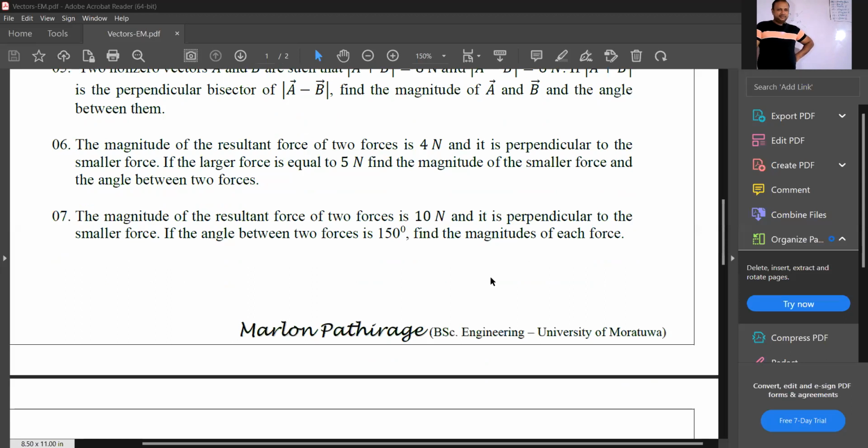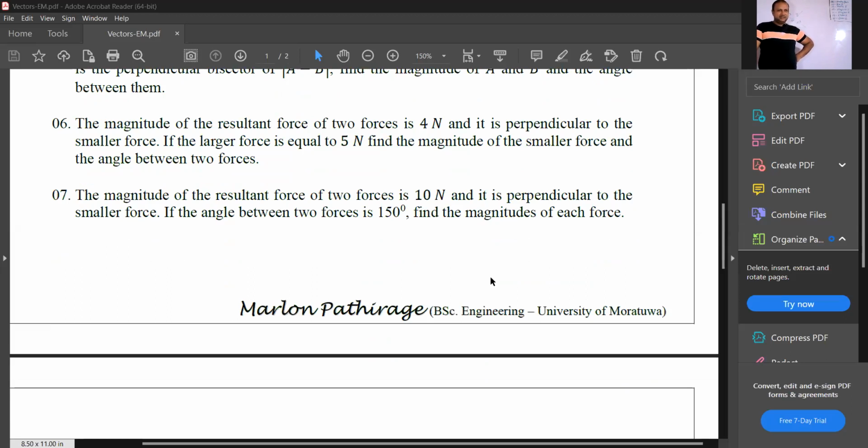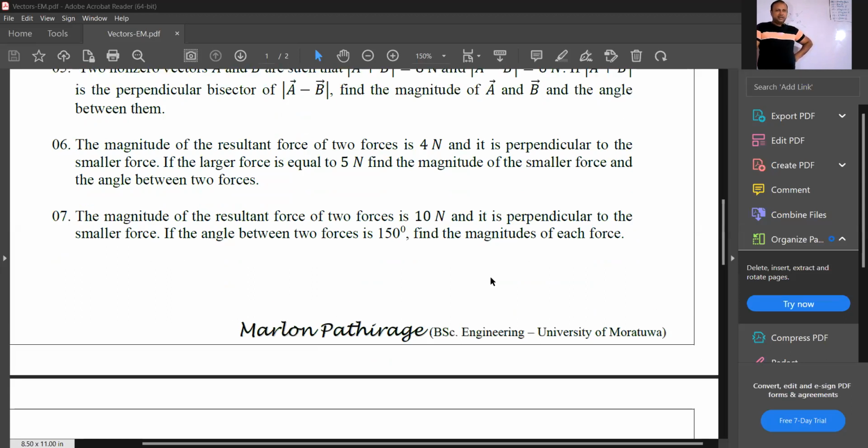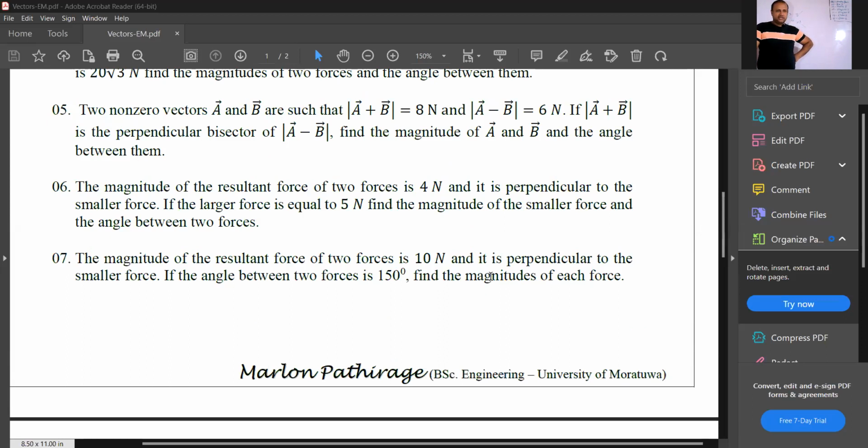Sixth one. The magnitude of the resultant force of two forces is 4 Newton and it is perpendicular to the smaller force. If the larger force is 5 Newton, find the magnitude of the other force.